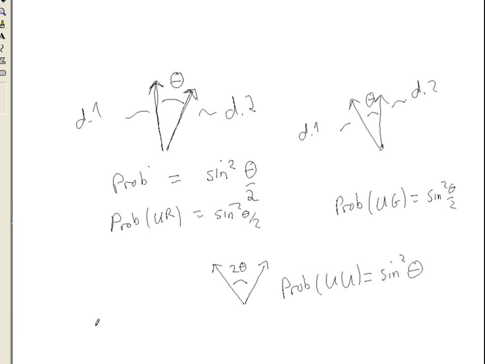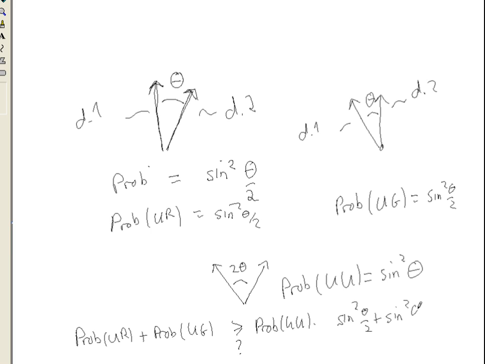Okay. Now we have this supposition. We're thinking that the probability of UR plus the probability of UG should be bigger than or equal to, so there's a question mark here, the probability of UU. And does this work out? So the question is, is sine squared theta over 2 plus sine squared theta over 2 bigger than or equal to sine squared of theta? That's what we need to verify. And if our understanding of the situation is correct, then this should hold.